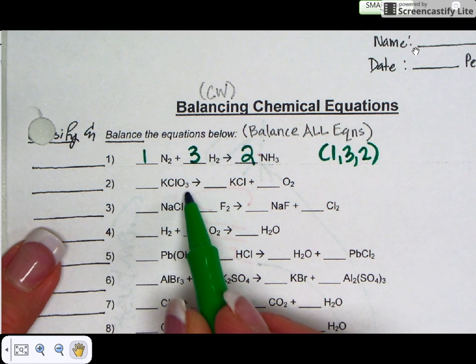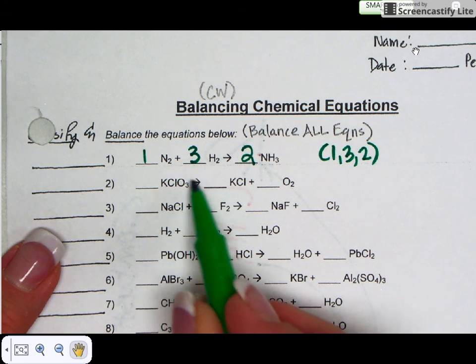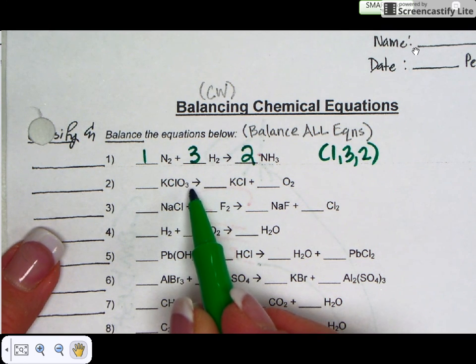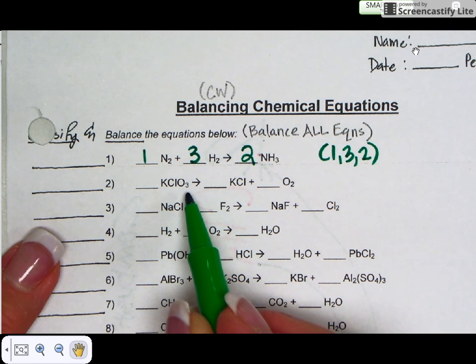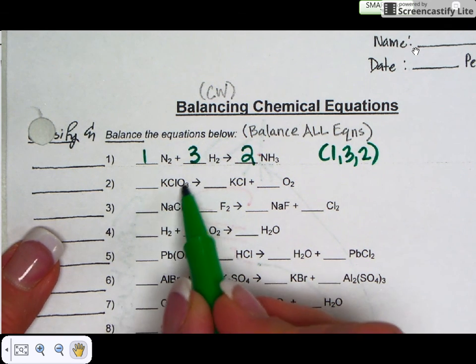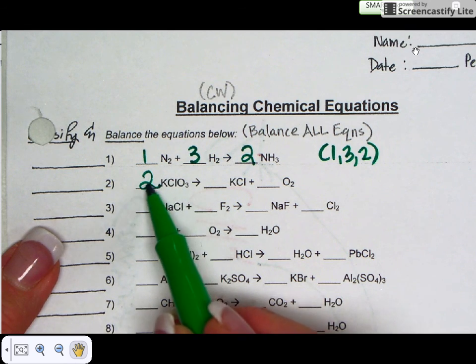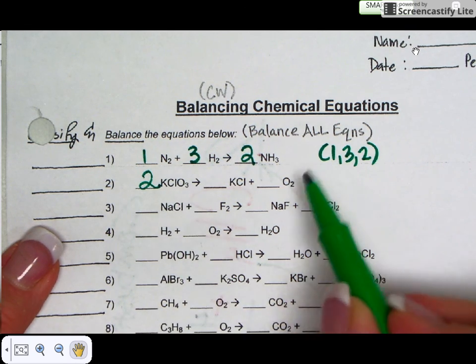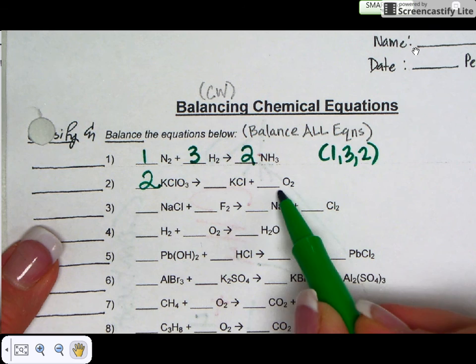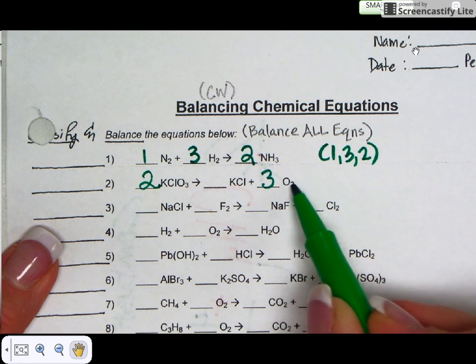I see an odd number here with the oxygen. So this is a place where I would start. That's just a good starting place. There's really no wrong place to start. But this is a good place to start because you want to attack the most complex part of the molecule first. So multiply by 2. That's going to give me 2 times 3, 6 oxygens. So come over here. In order to get 6 oxygens, I can say, well, 3 times 2 is 6.